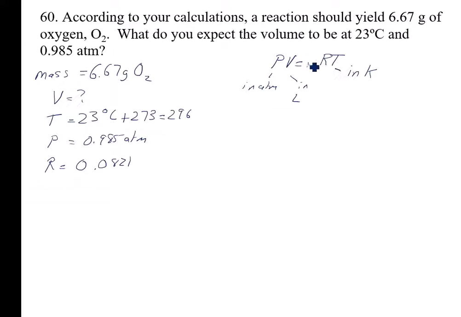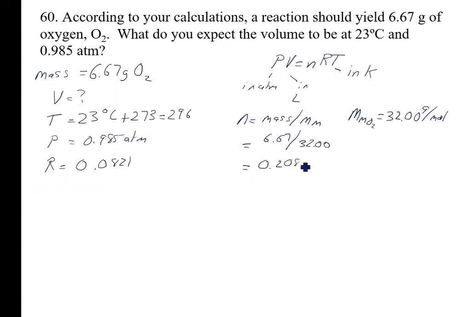Before I solve, I need to find N. N is the number of moles, so N is mass divided by molar mass. The molar mass of oxygen is 32.000 grams per mole. So N is 6.67 divided by 32.00, and that gives me 0.208 moles.